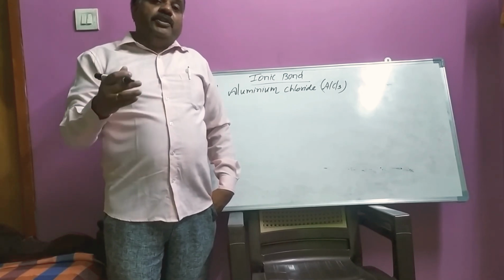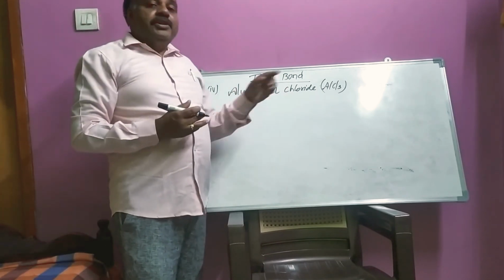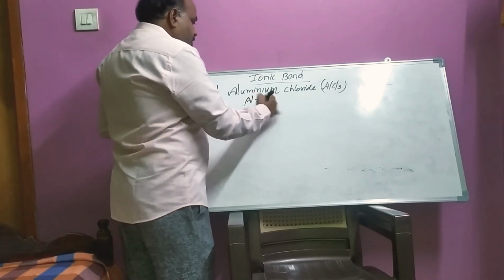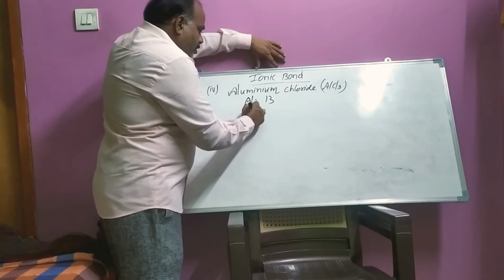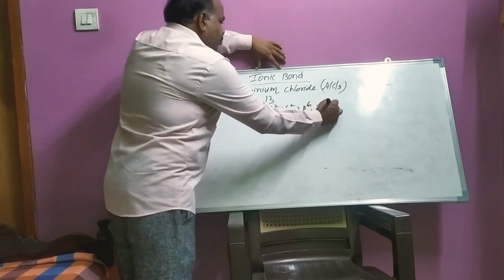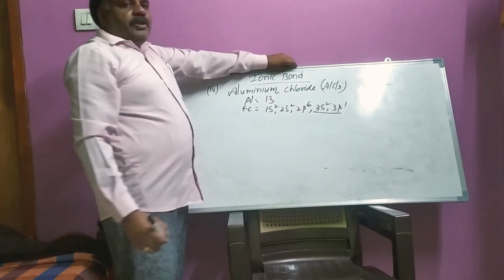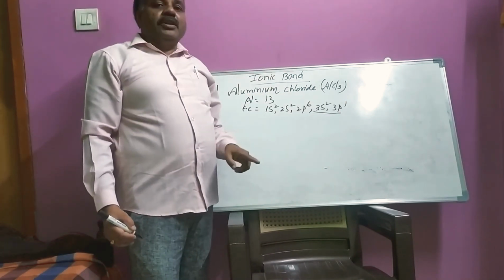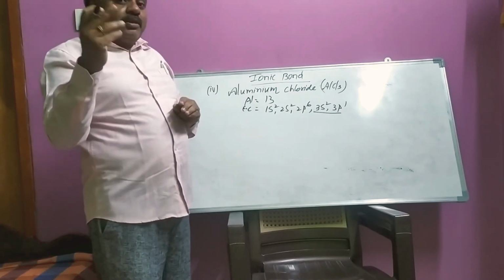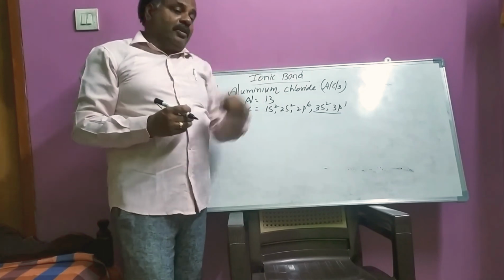Formation of aluminium chloride. One more example for ionic bond. How aluminium chloride is formed? Let us see. Atomic number of aluminium is 13. Electronic configuration is 1s2, 2s2, 2p6, 3s2, 3p1, my dear children. So this is outermost orbit for aluminium. 3 electrons are there in outermost orbit. It requires 5 more electrons according to octet rule.